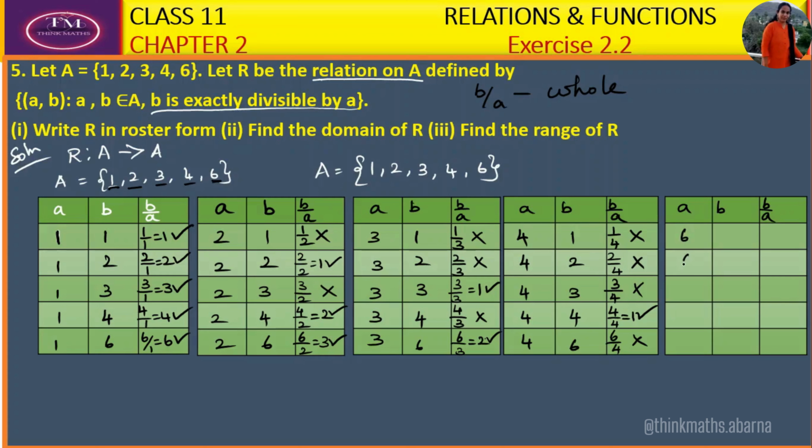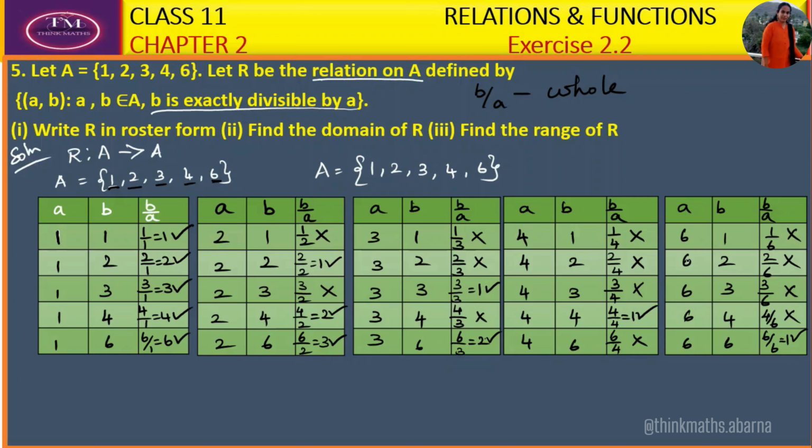So 6 and pair it with 1, 2, 3, 4, 6. So 1 by 6 is not a whole number. 2 by 6? No, 2 is not exactly divisible by 6, so it is not a whole number. 3 by 6 is not a whole number. 4 by 6, no, it is not a whole number. 6 by 6 equal to 1, so it is a whole number.